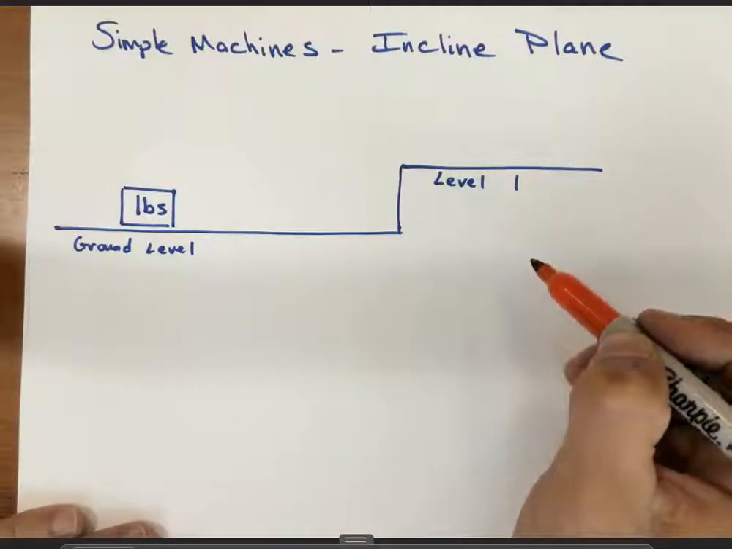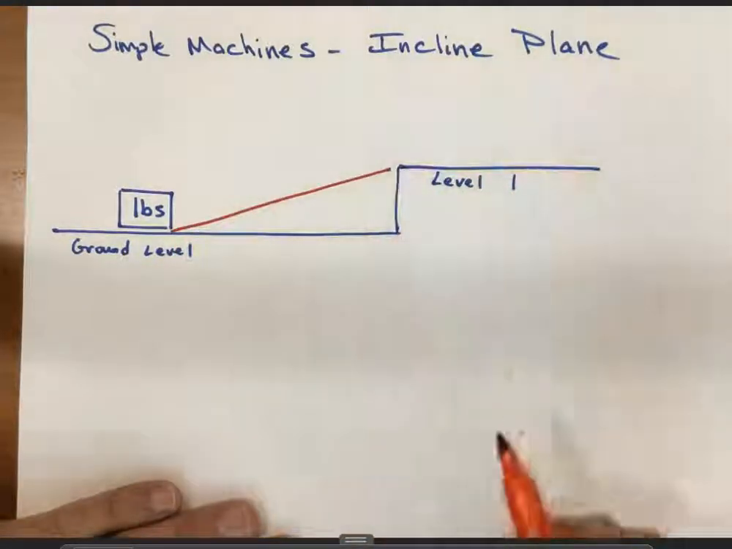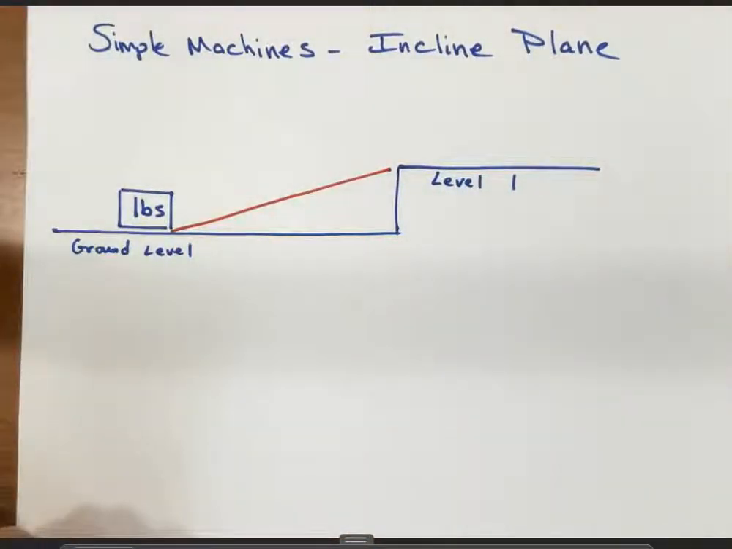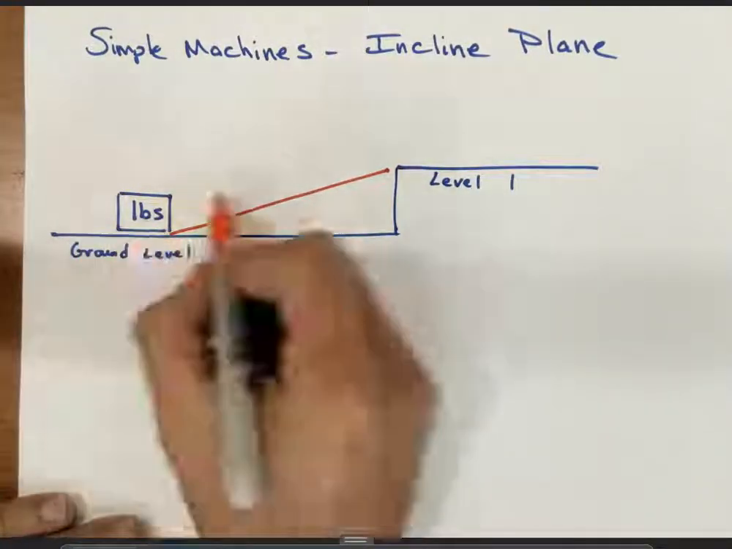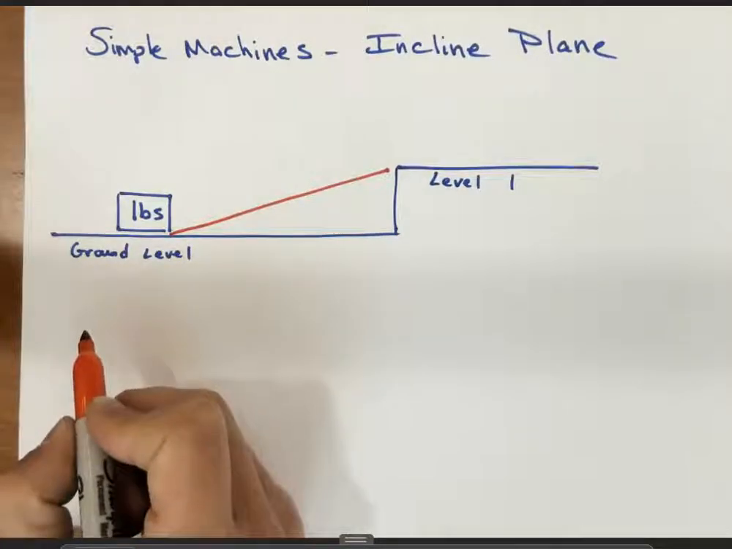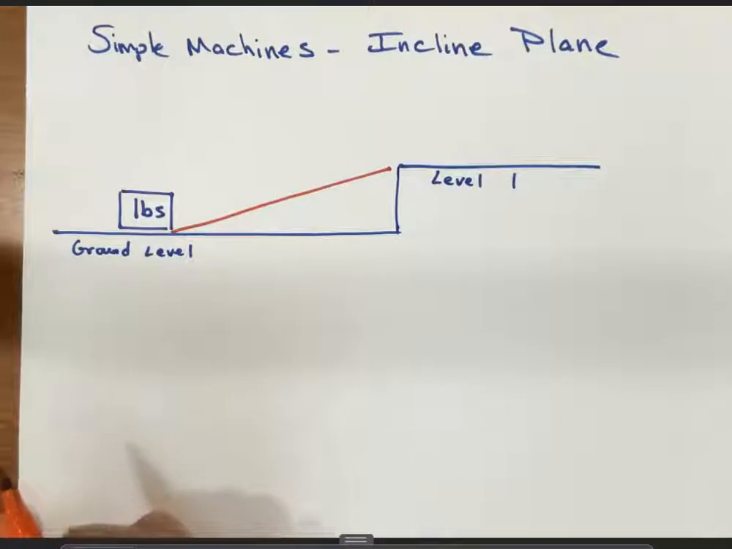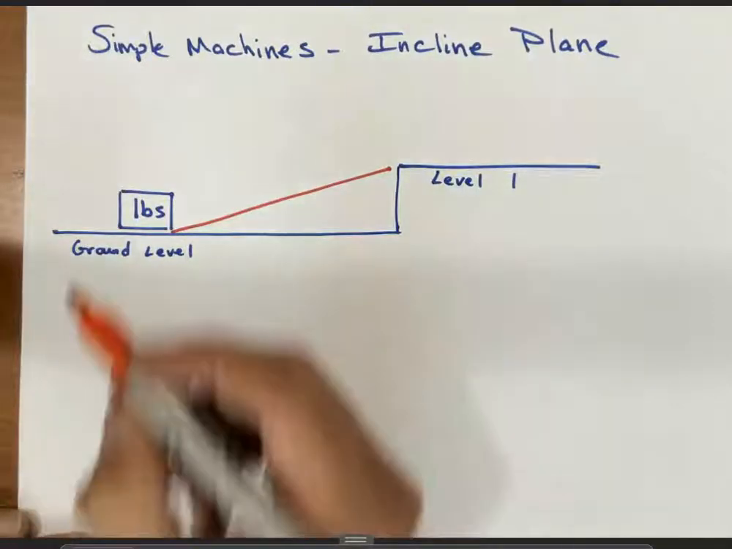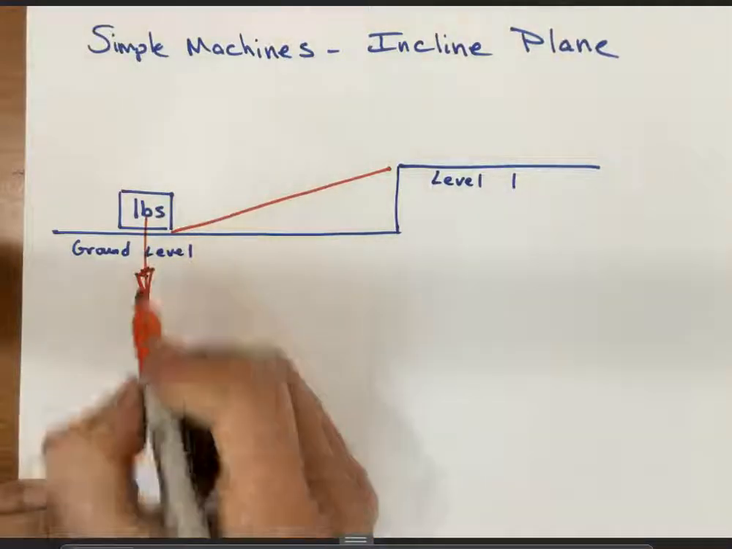Is there another option? And there is. What if we have an incline plane, a ramp, per se, like a wheelchair ramp, that instead of having to lift this up, we could push it up. That way we don't have to put the full force in. An incline plane is a simple machine that will give us a mechanical advantage.